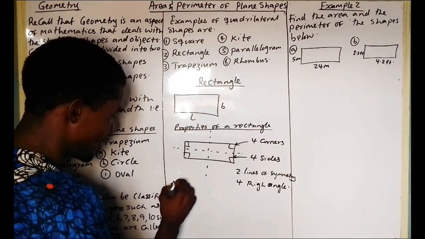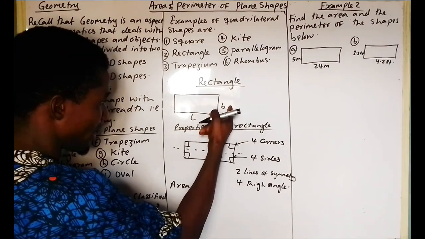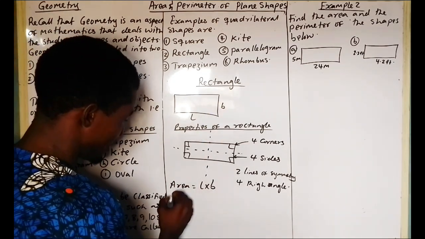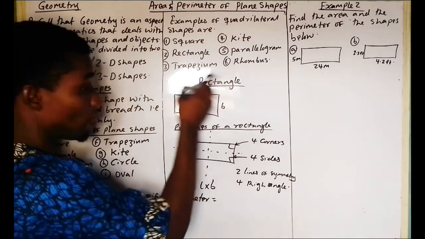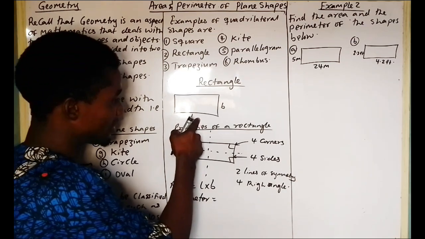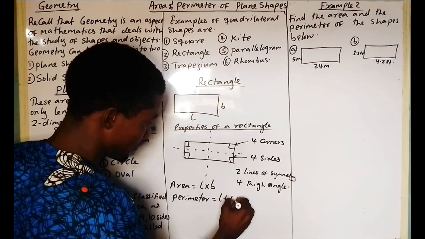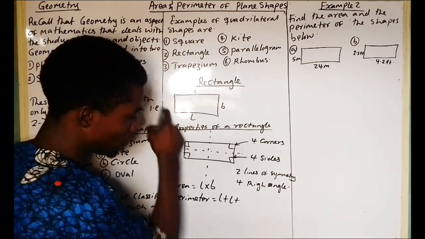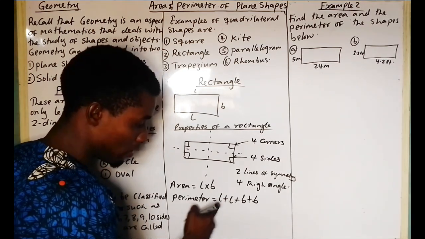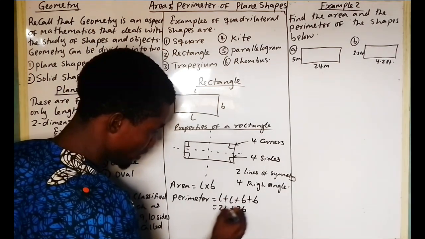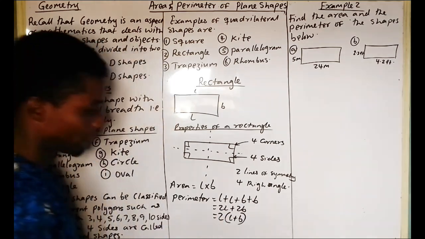Now, to find the area of a rectangle, you multiply the length by the breadth. That is length times breadth. And the perimeter is the sum of all the sides. If this side is L, this also will be L, so we have L plus L. If this side is B, this also will be B, so we have B plus B. Since we have 2L plus 2B, we can write this as 2 open bracket L plus B.